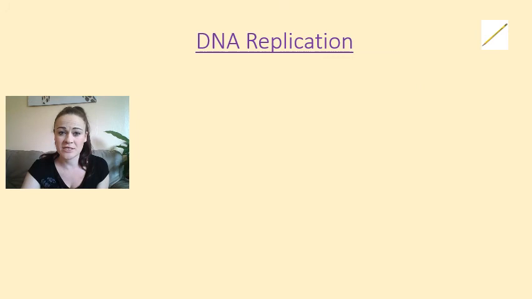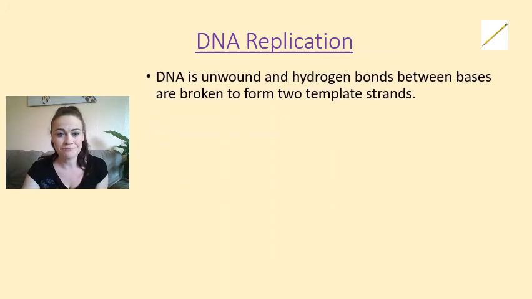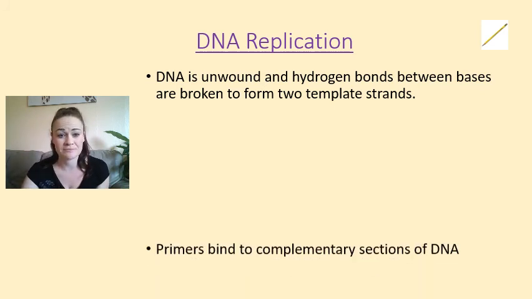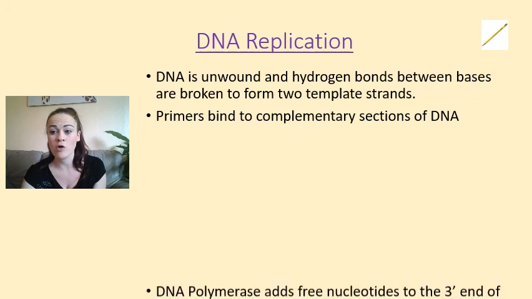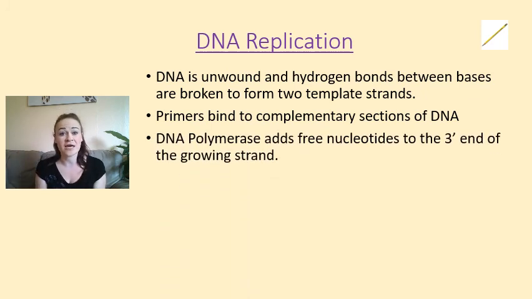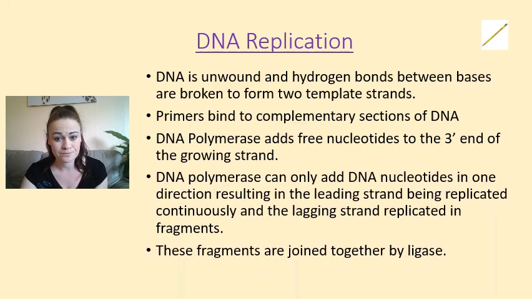To summarise DNA replication, first, DNA is unwound. Remember, it's a helix, it's unwound. Hydrogen bonds between the bases are broken and you get 2 template strands. Primers bind to complementary sections of DNA, and this is required for the DNA polymerase to actually start, the enzyme that comes in and adds free nucleotides to the growing strand. Remember, only on the 3' end.